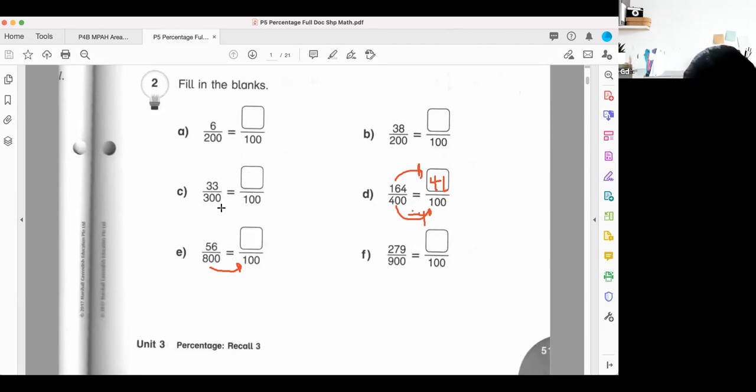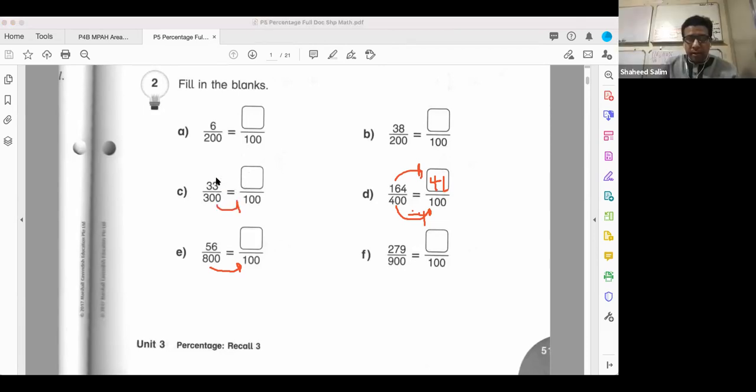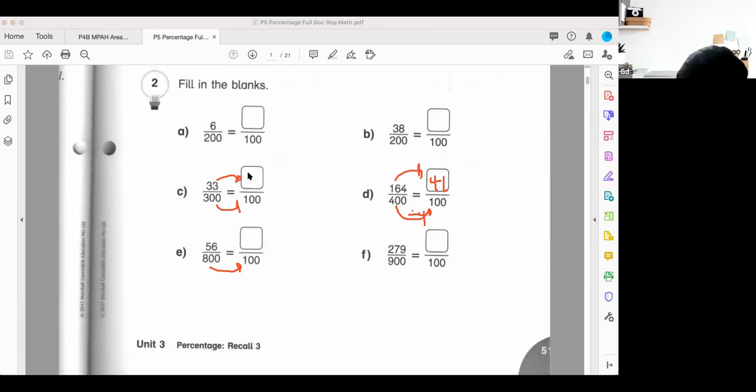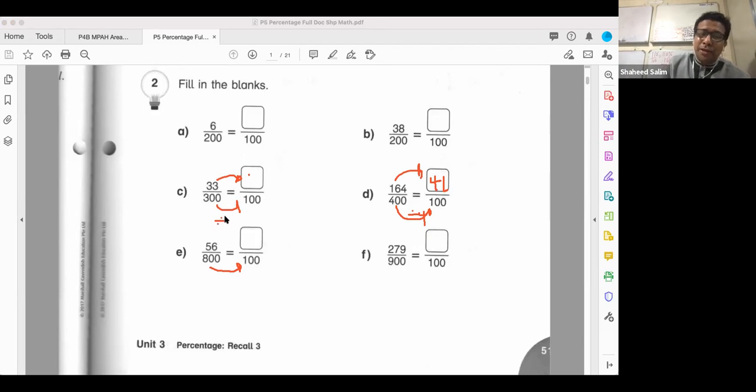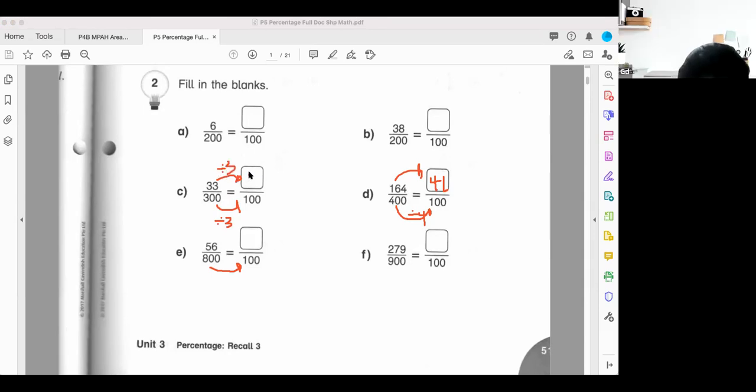F or C? Divide by 3. Or C? Yeah, 3. Divide by 3. Three. So it's 99. Hey! You said divide by 3. You must be fair. You divide by 3, you don't times by 3. This is not fair. You must also divide by 3. What? 33 divided by 3. So it's 11. 11, good.